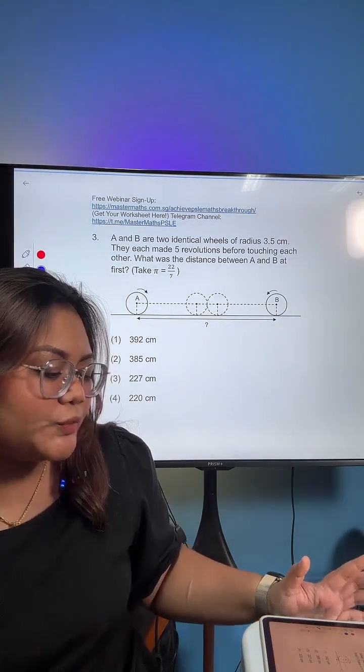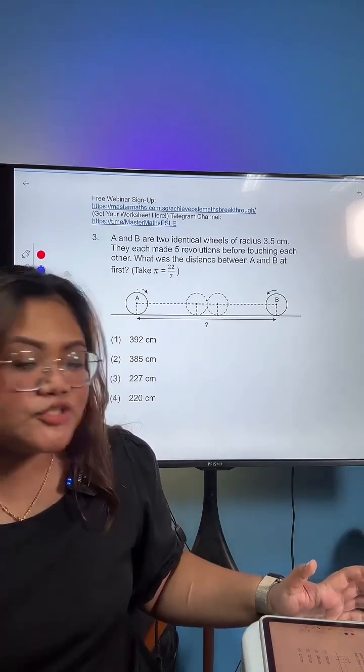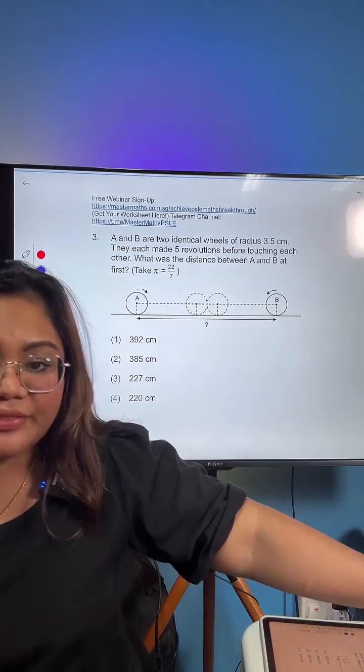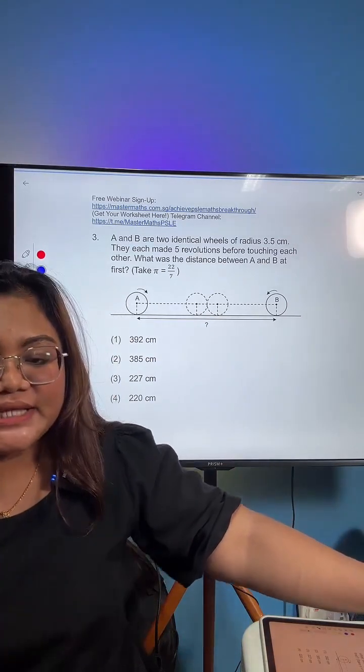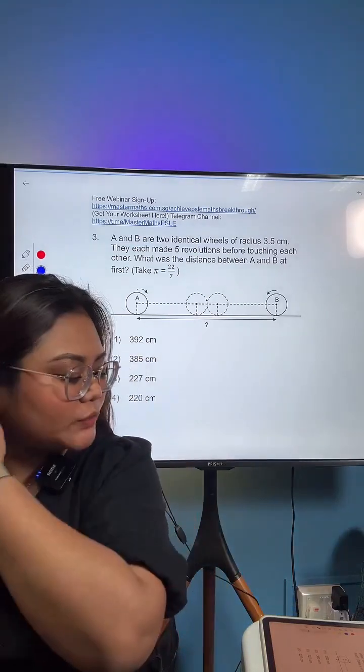A and B are two identical wheels of radius 3.5 cm. They each made 5 revolutions before touching each other. What was the distance between A and B at first? Can all of you try this question?